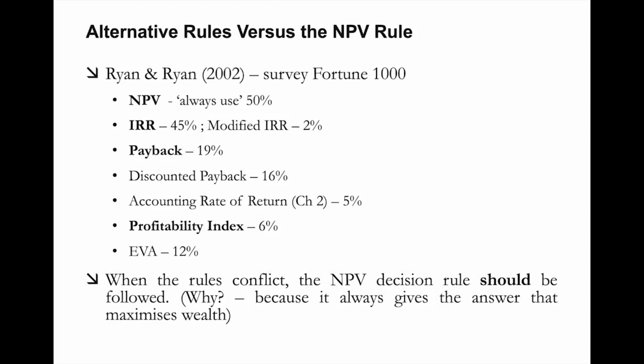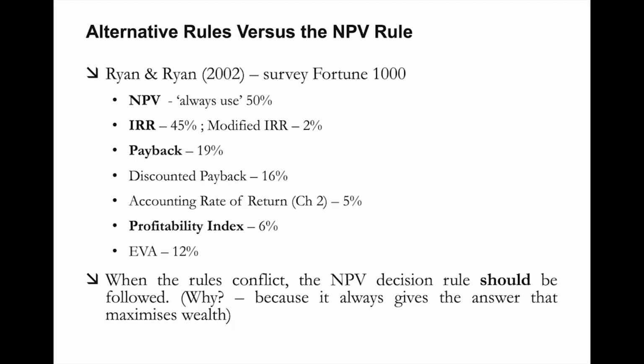The NPV rule is one method managers may use to make an investment decision. This slide shows a survey of managers' use of alternative rules. We can see that the majority, 50%, responded with always use to the net present value rule. Other popular methods that are used that we will look at in this lecture are the internal rate of return, the payback period, and profitability index.